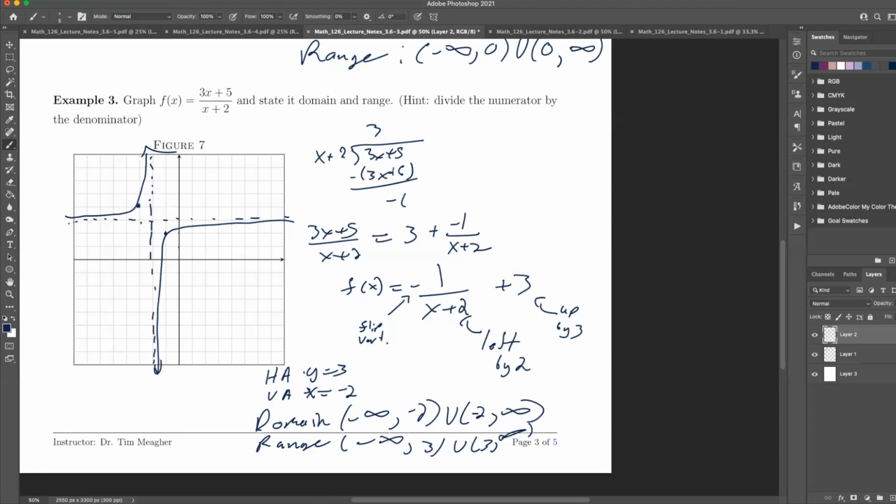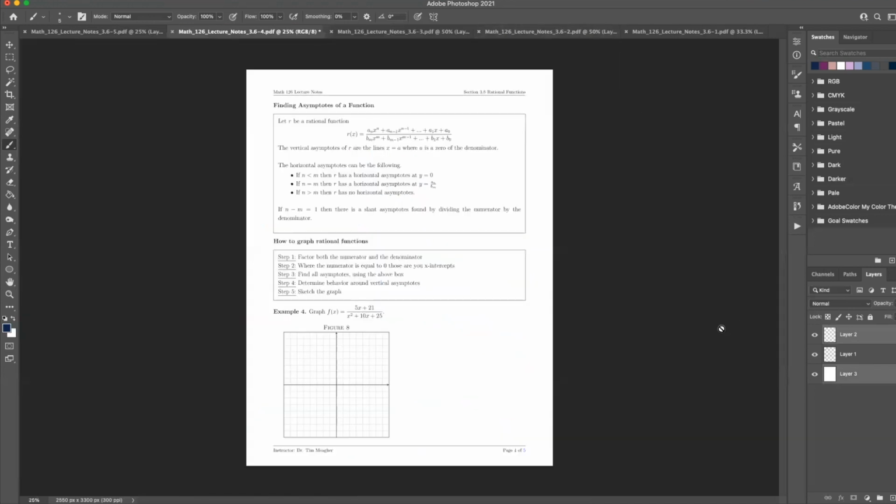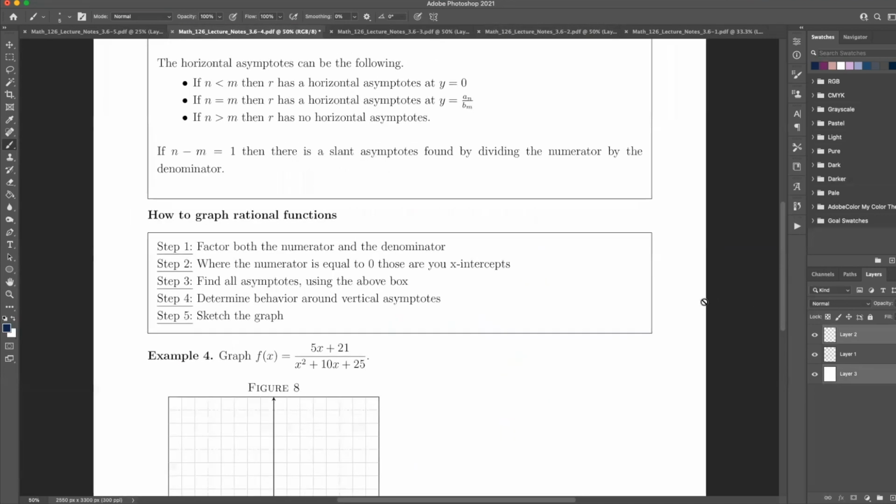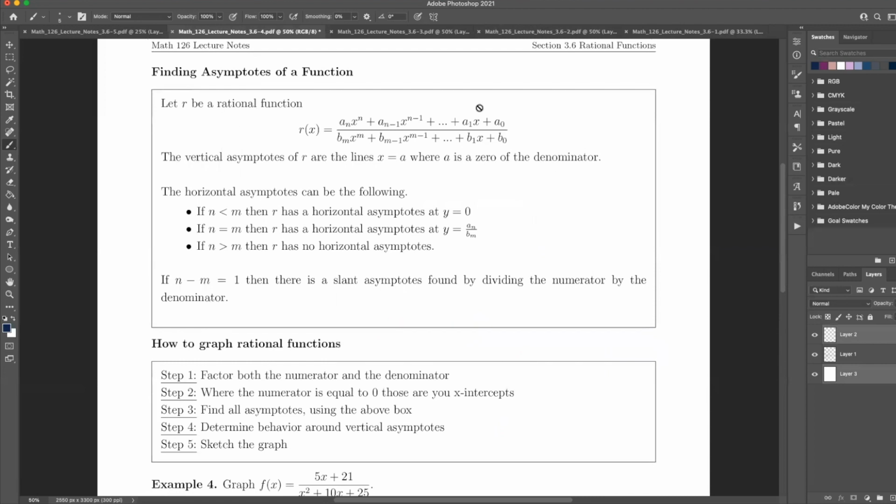All right, so after this, we're going to show you how to do this in a more general sense. I actually think I'm doing okay on time. Let's just dive into it. All right, so what are we going to do here? Finding asymptotes of a rational function more generally.